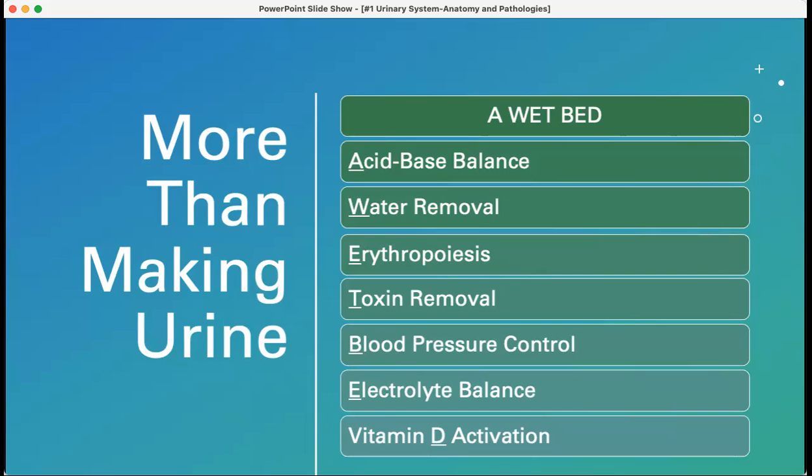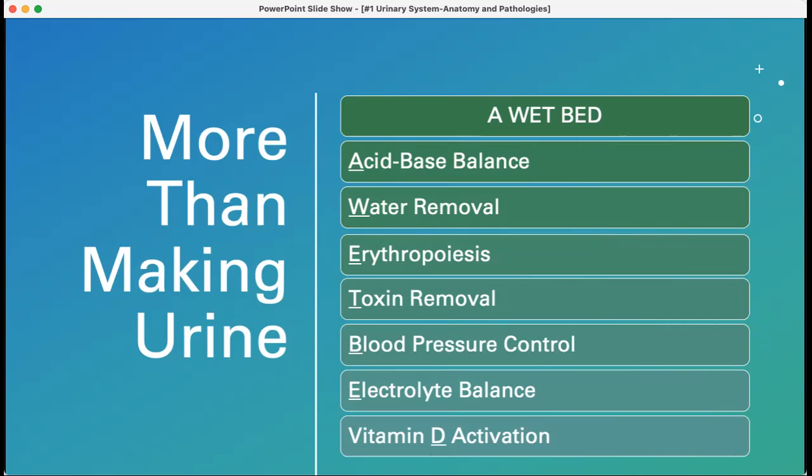Erythropoiesis is the making or the stimulation of making more red blood cells in the bone marrow. It, of course, gets rid of toxins, water-soluble toxins, and the GI tract gets rid of the non-water soluble toxins. It manages your blood pressure, and it helps with your electrolyte balance to keep sodium and potassium in the right amount, and of course, vitamin D activation.